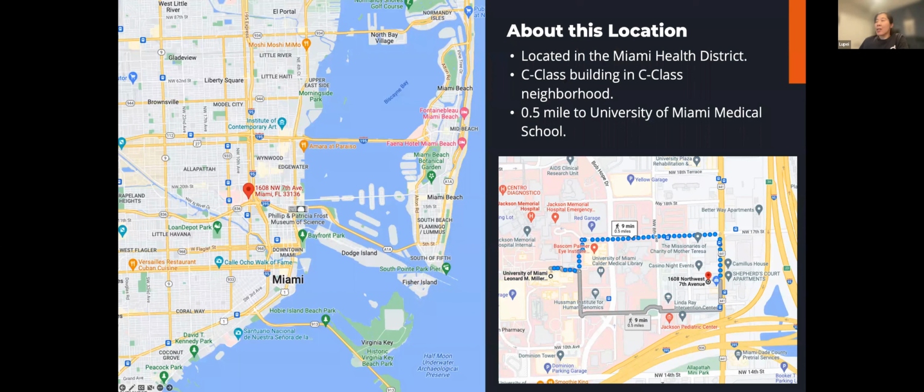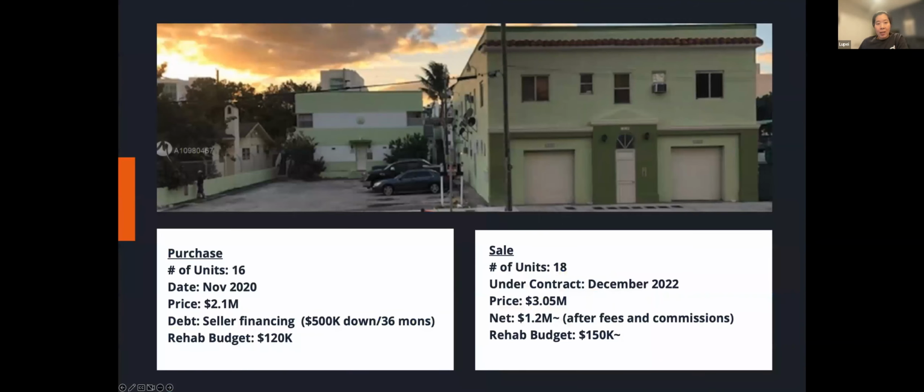A little bit about location. It is in Miami, but it's not the best part of Miami. You can see in the next picture, it is more like a C neighborhood. It's a C-class building. But the location is good. I want to show this map here. It is very close to University of Miami Medical School, and they have a big medical center there. So here's the building, nothing impressive, okay? 2 little buildings, pretty ugly.